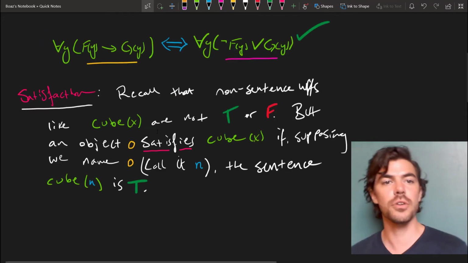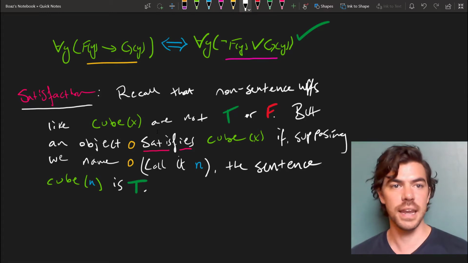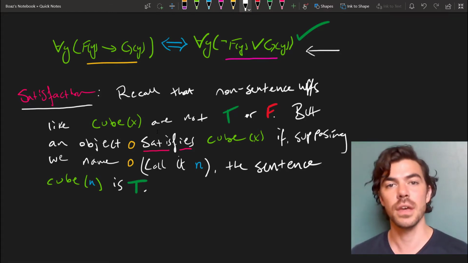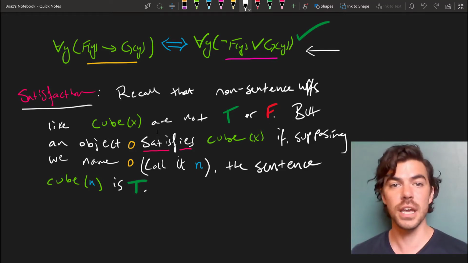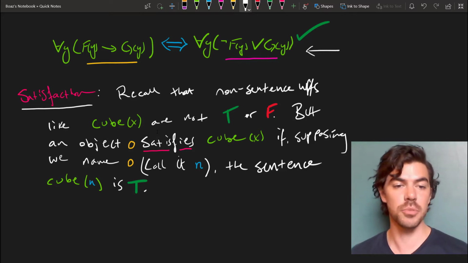So we're going to go off this notion of satisfaction now to talk about our equivalences for quantified sentences. Now, in order to show what we just stated, namely that everything, if it's an F, is a G, is equivalent with everything is not an F or a G, we have to rely on this notion of satisfaction here, and here's what a proof of this will look like.